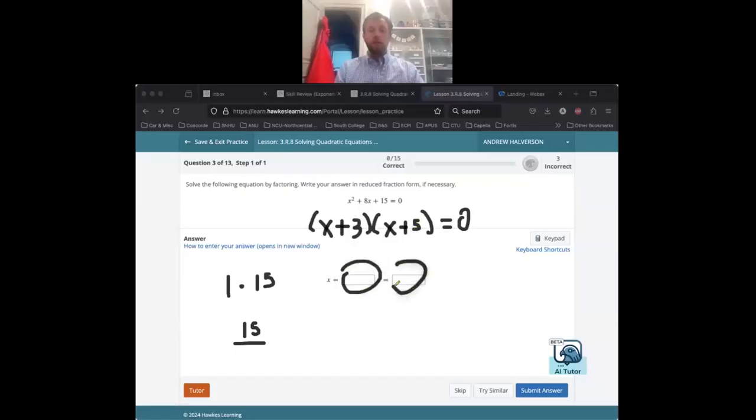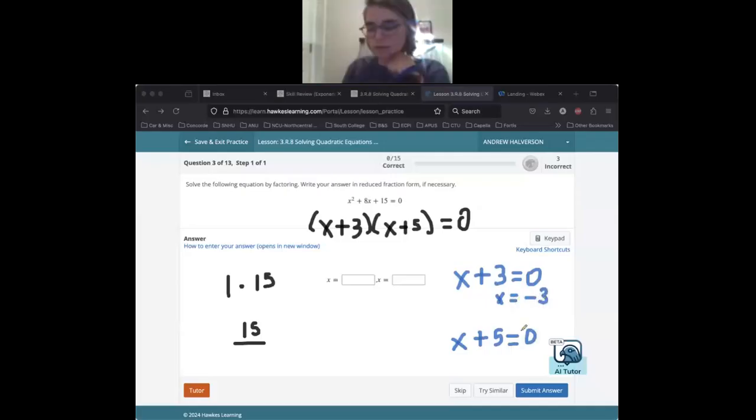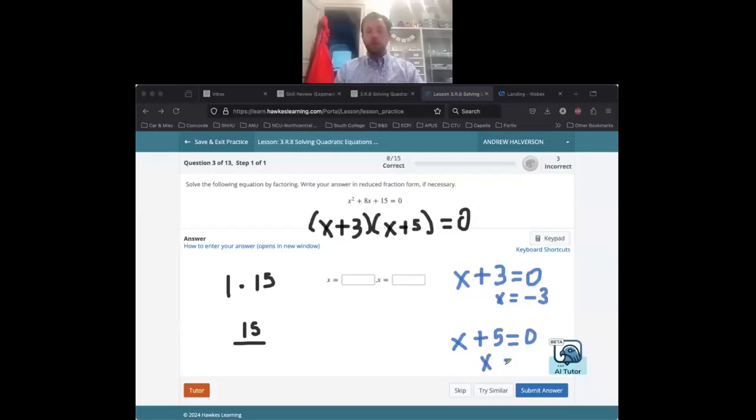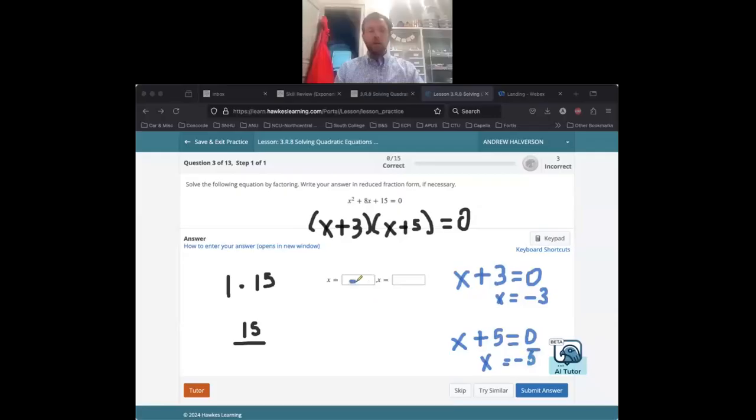So what does that make the solutions? What does x equal then? You'll start to get the hang of this, but you set each one equal to 0. x plus 3 has got to be 0, and then set x plus 5 to 0 as well, and solve for x. So here, what does x equal? -3. And then here, what does x equal? -5.